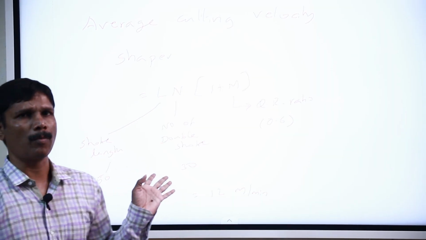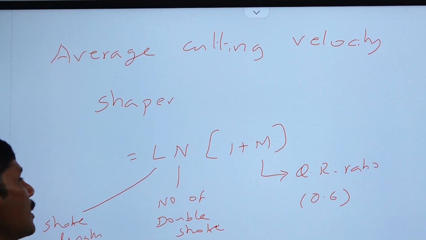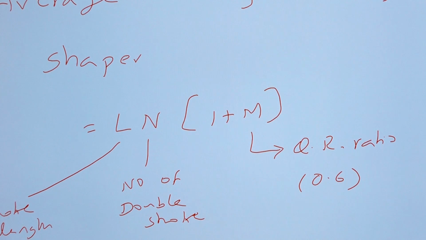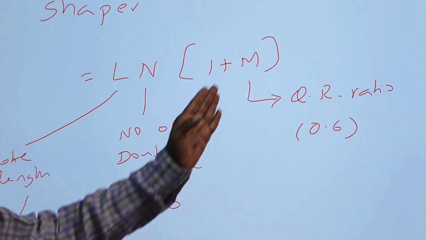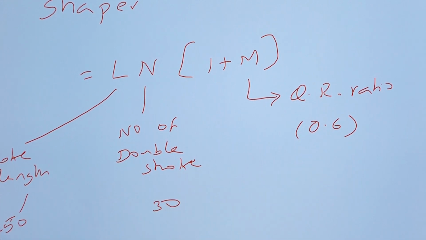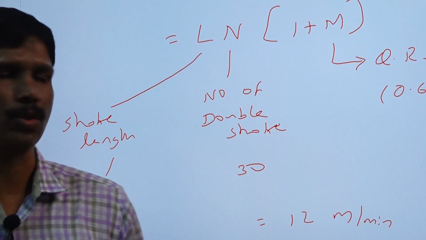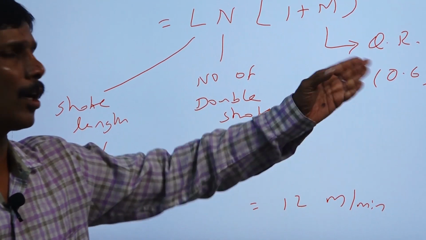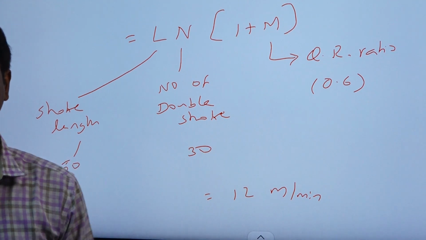This is a shaper problem. In the shaper problem, we should calculate the average cutting velocity of the shaper. That is equal to L N (1 plus m), where L is the stroke length, N is the number of double strokes, and m is the quick return ratio. In this problem, the quick return ratio is given as 0.6, and the number of double strokes, meaning forward stroke and return stroke, is 30. The stroke length is 250. When you multiply all these three values, you can get 12 meter per minute.